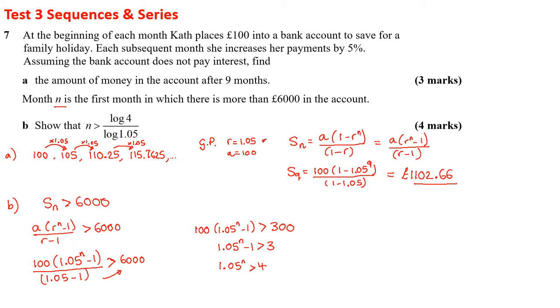If I look at where I'm trying to get to, this is looking promising. I've got 1.05 and I've got 4, and my unknown n is in the power. So I need to take logs of both sides, and then I can bring that n down using my log laws. It doesn't matter which base log I use as long as they're the same. The assumption here is that this would be log to the base 10. I could equally have written n ln 1.05 is greater than ln 4. That would just be log to the base e.